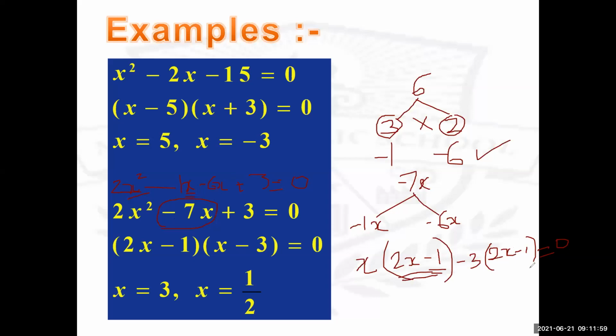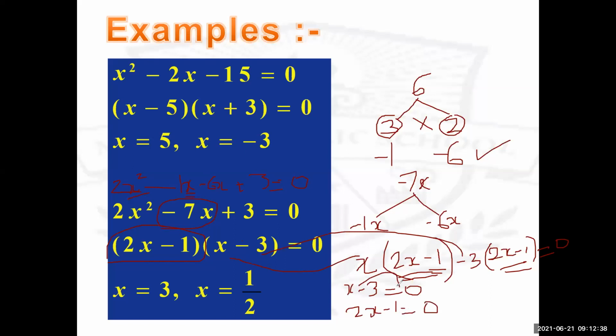We've got 2x minus 1 common, so that 2x minus 1 comes out. You're left with this x here and minus 3. Understood? So what is your answer? 2x minus 1 into x minus 3 equals to 0. With the help of this, you'll get x minus 3 equals to 0 and 2x minus 1 equals to 0.